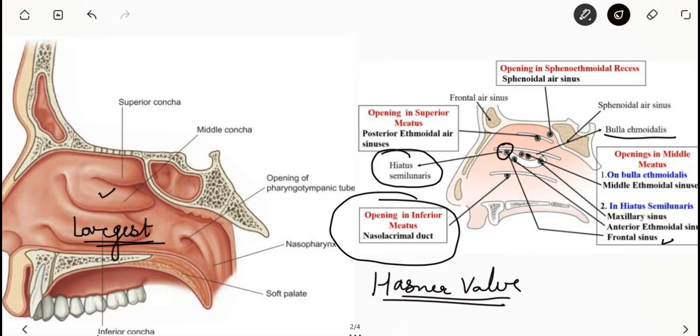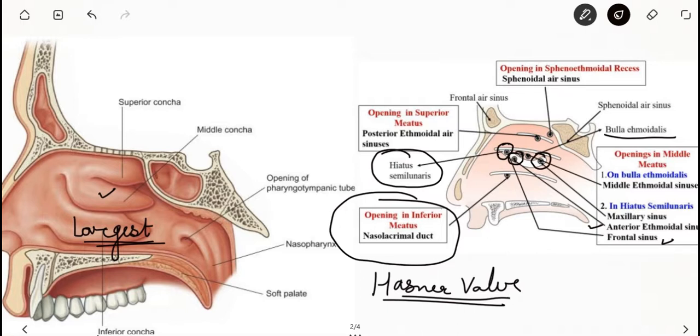Second, the opening of the anterior ethmoidal sinus is present behind the opening of the frontal air sinus. And third is the opening of the maxillary air sinus. It is seen in the anterior part of the hiatus semilunaris.